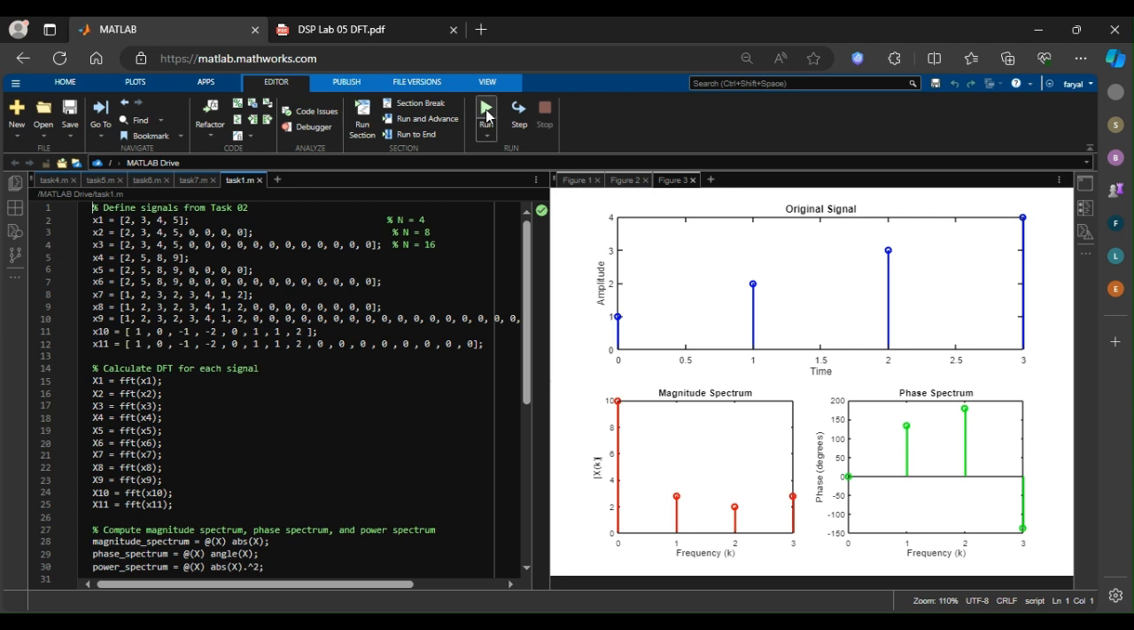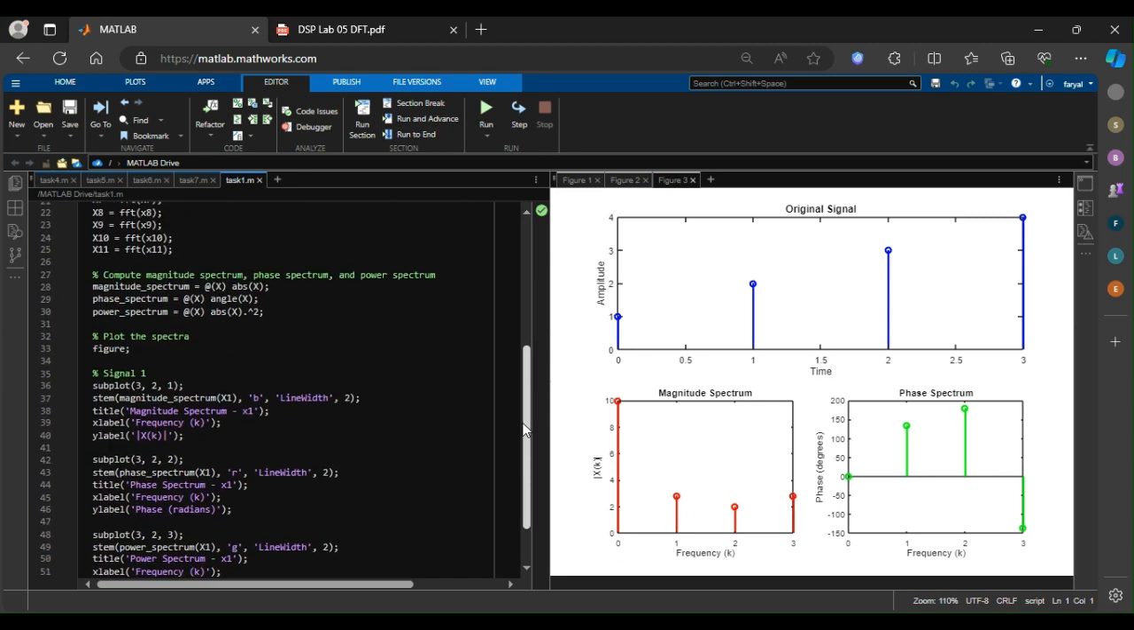Basically the code defines several signals, x1 to x11 from task 2, and these signals have different lengths and may include zero padding. The code calculates the DFT of each signal using the FFT function, resulting in frequency spectra from X1 to X11. Three anonymous functions are defined to calculate the magnitude, phase, and power spectrum of a given frequency domain signal. These functions take the DFT output as an input and return the corresponding spectra.